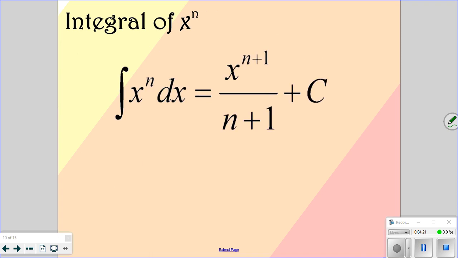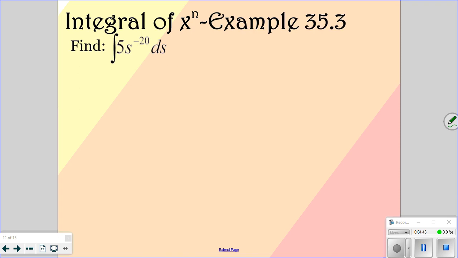Okay, we're going to look at this formula for x to the n. So if you're integrating x to the n, you're going to take your exponent and add 1, and then you're going to divide by the same number that is now in your exponent, and then plus c. Okay, so let's integrate 5s to the negative 20. So we're going to take out the 5 first, so that we can integrate s to the negative 20 ds.